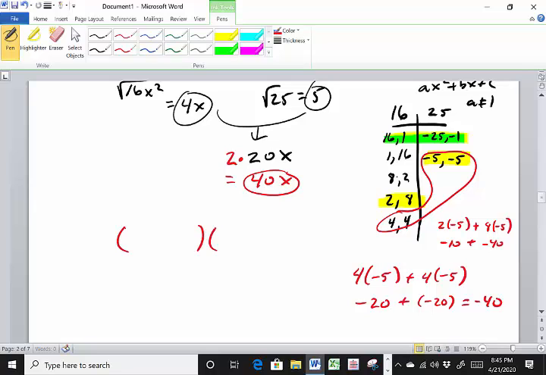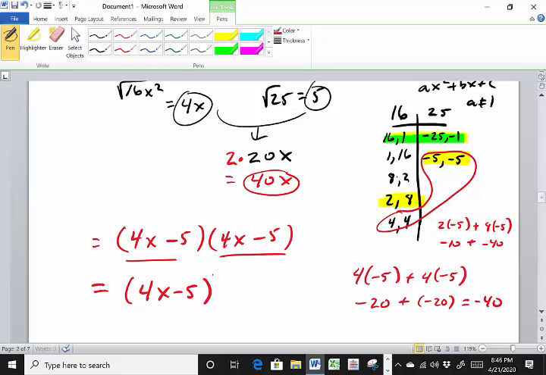So then we would write our two binomials. So we'd write our 4x, okay? That's from the first two numbers we got, the 4 and the 4. And of course, the only other two are the same numbers, so it doesn't matter where you put them. So minus 5 and minus 5, okay? But notice these are exactly the same, so you'd write in more compact form, which is 4x minus 5 squared. And there we go.